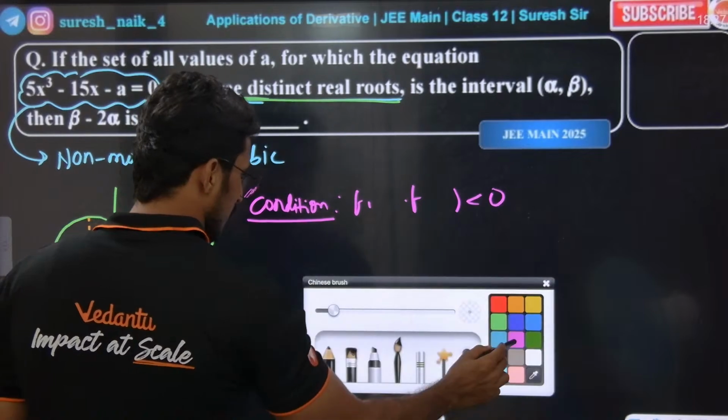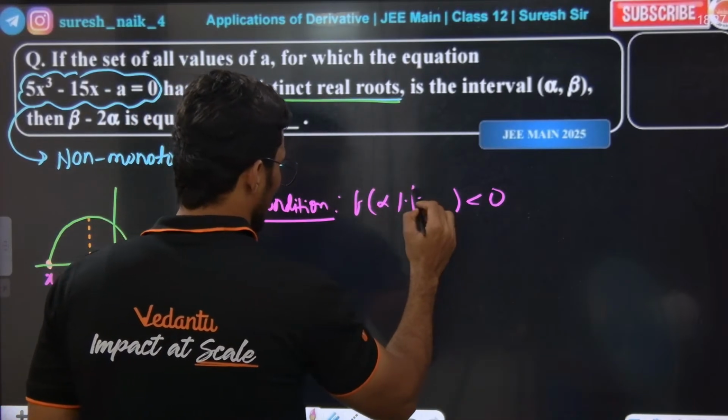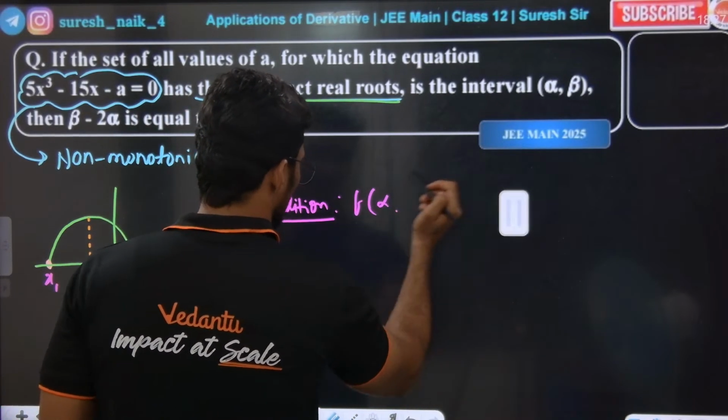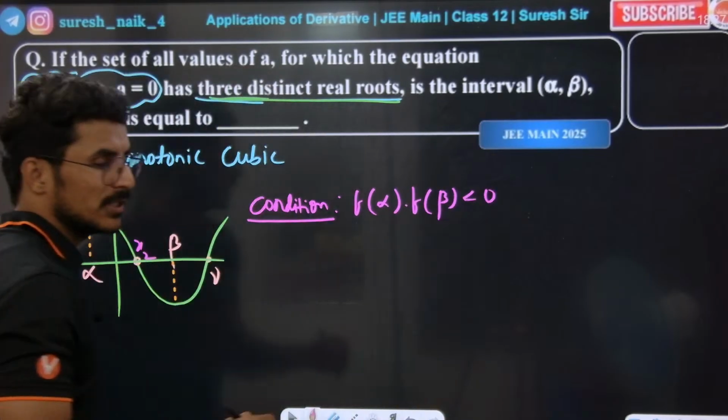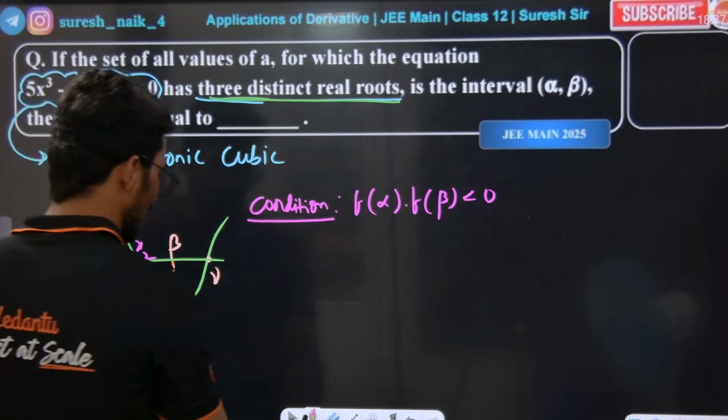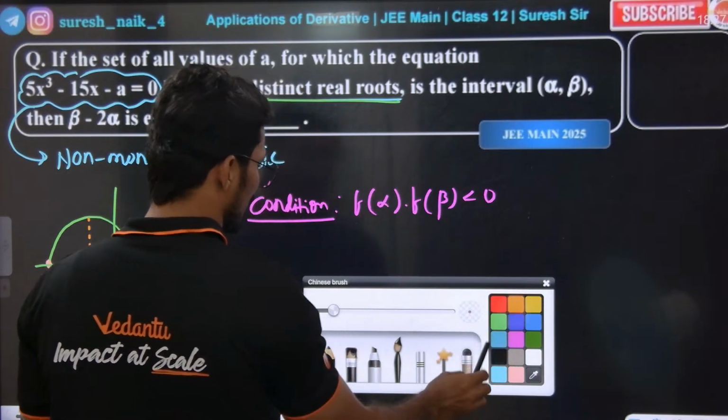Okay? What is f of alpha? Tell me now. f of alpha into f of beta is basically less than 0. In this case, case 3 applies. So f of alpha means what? Root 1, root 2, alpha and beta.